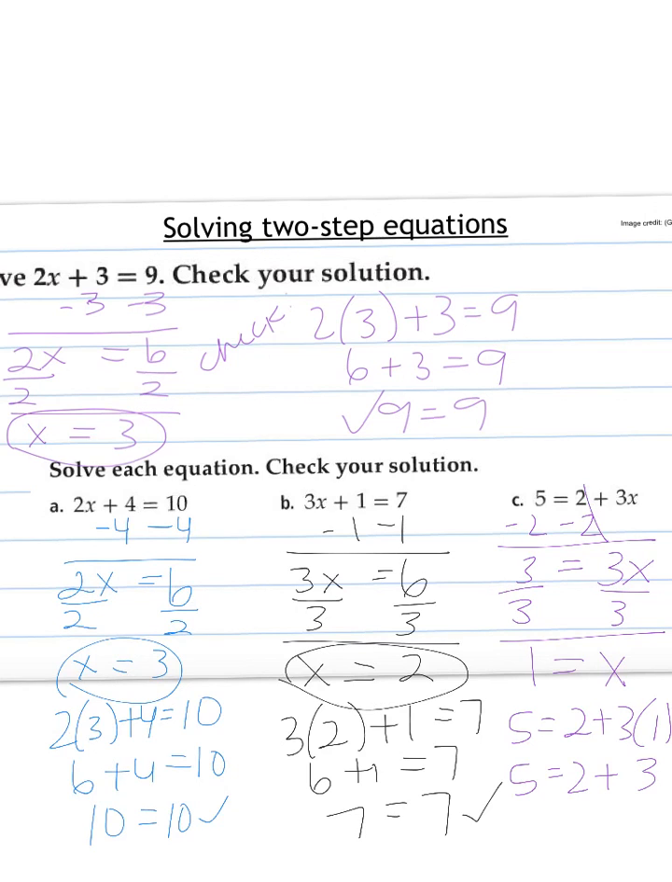Three times 1 is 3. 3 plus 2 is 5. That works. So x equals 1.